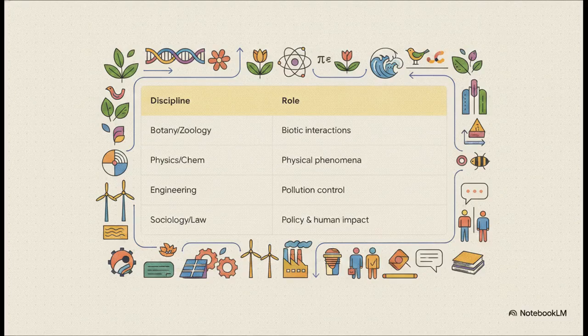But purely understanding the science isn't enough. We rely entirely on civil and chemical engineering to physically build pollution controls and innovative renewable technologies. And because human behavior is the actual engine of this degradation, sociology, economics, and law are absolutely crucial to reshape policies and human incentives. Every single discipline acts as a vital node in the flowchart of our survival.